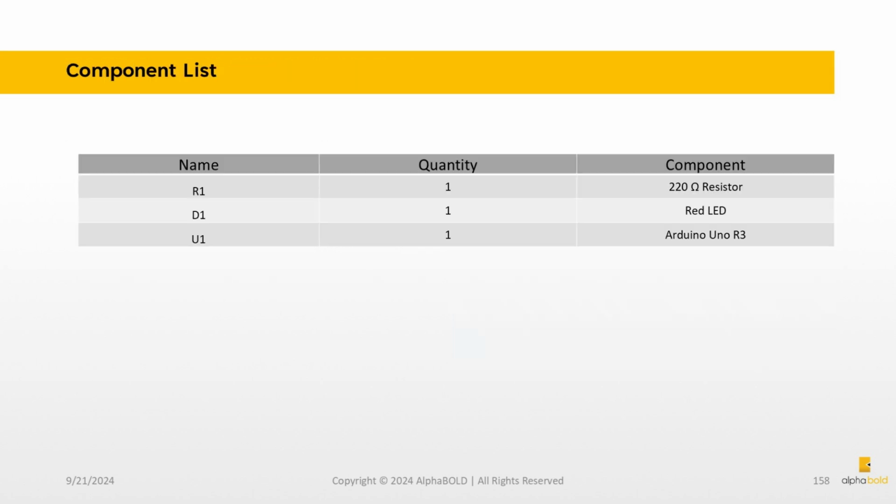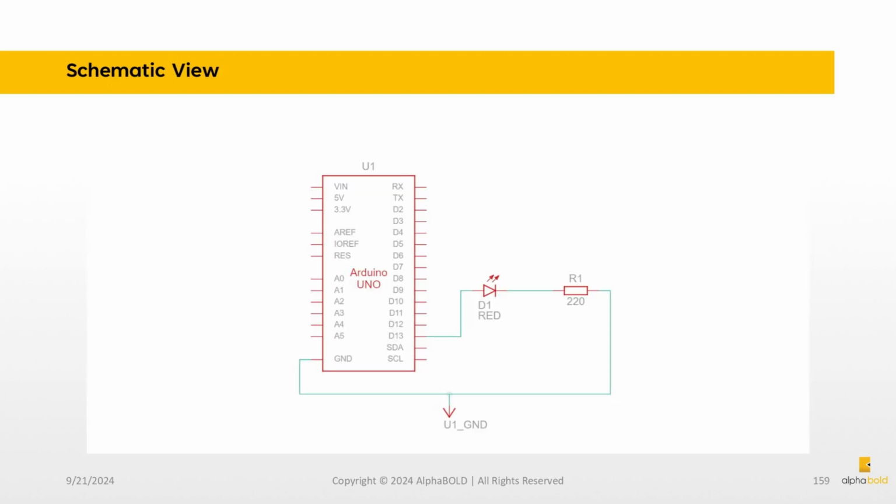This circuit requires one Arduino Uno, an LED, and a 220 ohm resistor. This schematic shows a simple circuit for controlling an LED with an Arduino Uno. The Arduino's digital pin 13 (D13) is connected to a red LED (D1) through a 220 ohm resistor (R1). The other end of the LED is connected to ground, U1_GND. The resistor R1 is crucial for limiting the current flowing through the LED, preventing it from burning out.